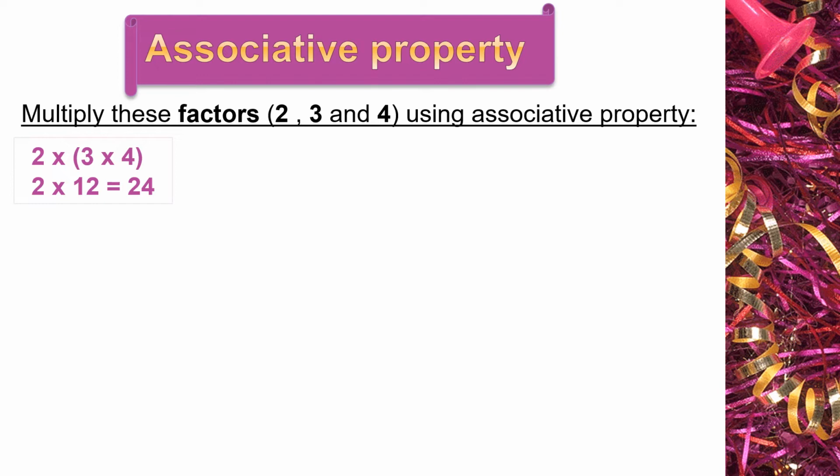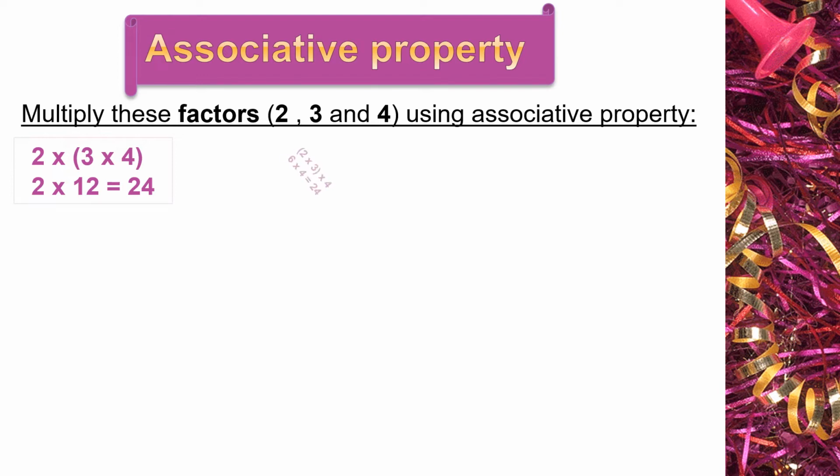3 times 4 equals 12. Then I will multiply 2 times 12. Okay, so I took the product of 3 and 4, which is 12. Then I will multiply it by 2. 2 times 12, 24. Okay, can I have another order for these factors? Can I switch the order or can I change this order?